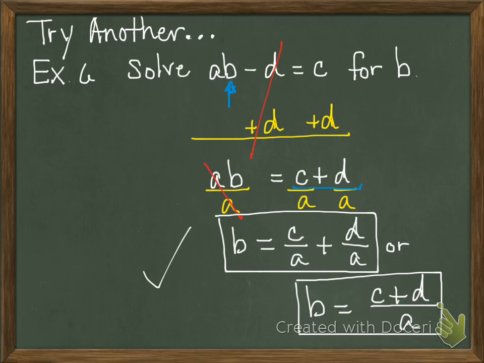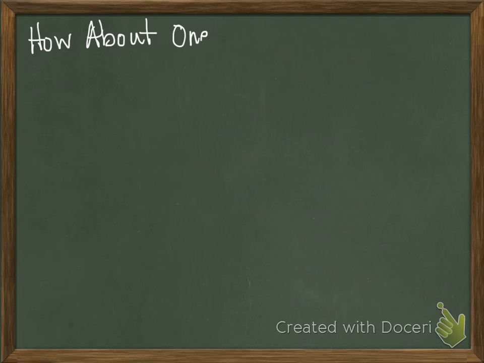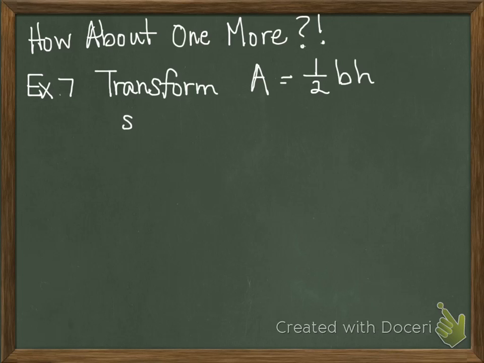All right, let's try one more. This time, I'm going to ask you to take the equation A equals 1/2 bh and transform it so that b is isolated. In other words, I don't want it to say A equals, I want it to say b equals. So on your paper, work this one out, isolate the b, and then you will have transformed that equation.